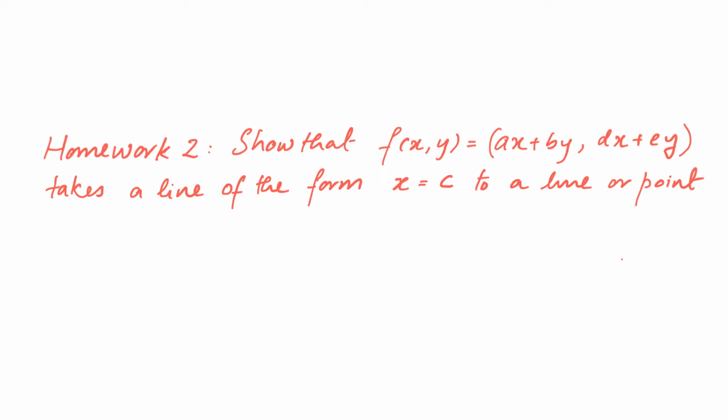Now recall that assuming that our function f(x, y) is of the form (ax + by, dx + ey), there is only one case left. That is the case where the line is of the form x equal to c. So we have to now show that functions of this form send lines of the form x equal to c to a line or a point. And that is easy to see, and I leave the proof as a homework.